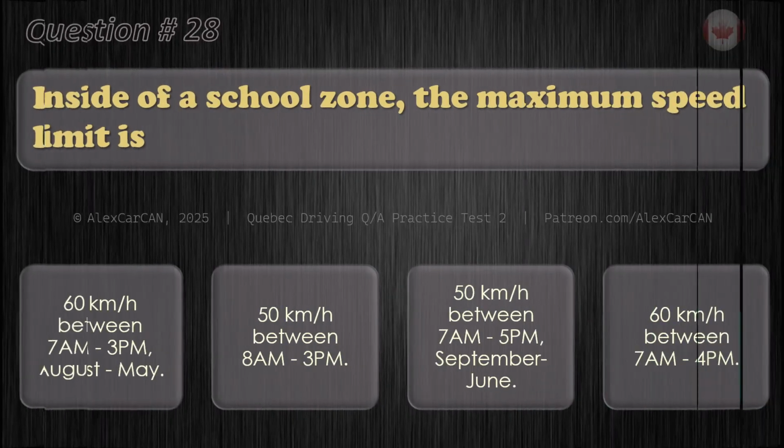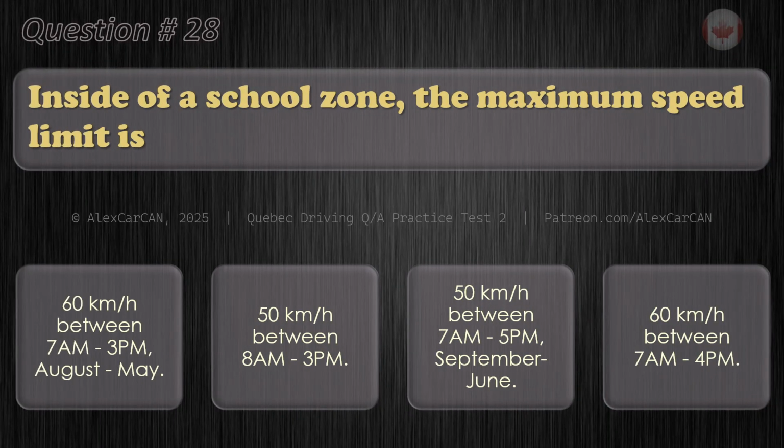Question 28. Inside of a school zone, the maximum speed limit is 60 km per hour between 7 a.m. to 3 p.m., August to May. 50 km per hour between 8 a.m. to 3 p.m. 50 km per hour between 7 a.m. to 5 p.m., September to June. 60 km per hour between 7 a.m. to 4 p.m. The correct answer is 50 km per hour between 7 a.m. to 5 p.m., September to June.